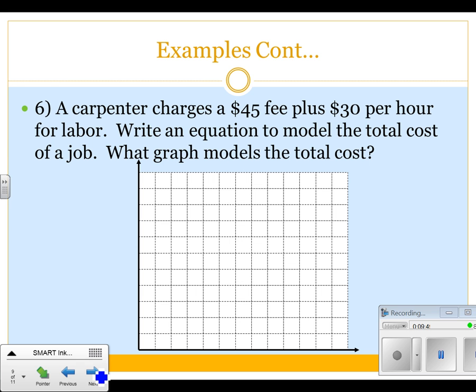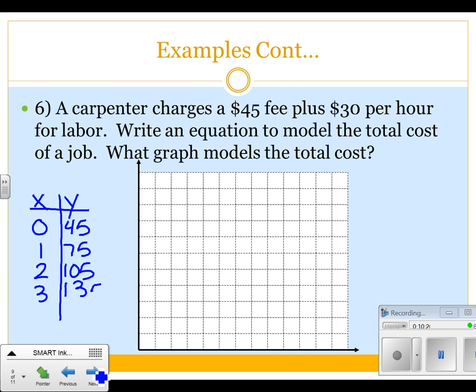A carpenter charges $45 plus a fee of $30 per hour for labor. We're going to write an equation to model the total cost of a job. What graph models the total cost? So if I make some values here, at 0 hours, it would be $45, just for your fee. After 1 hour, 75, 2 hours, 105, 3 hours. We just keep adding $30 every hour.